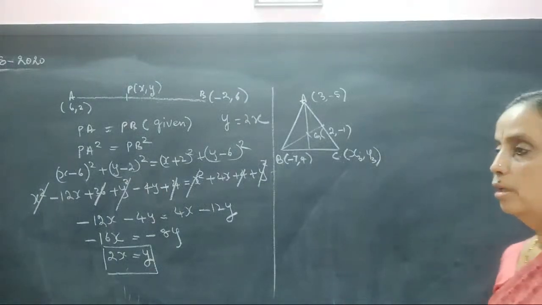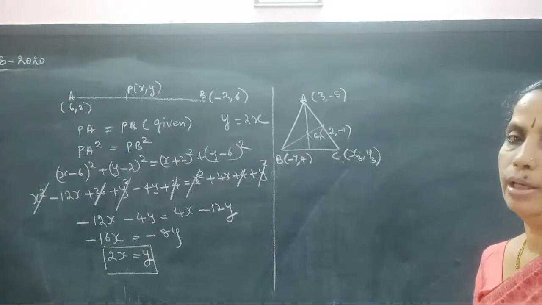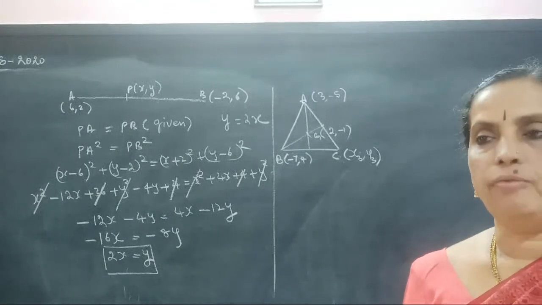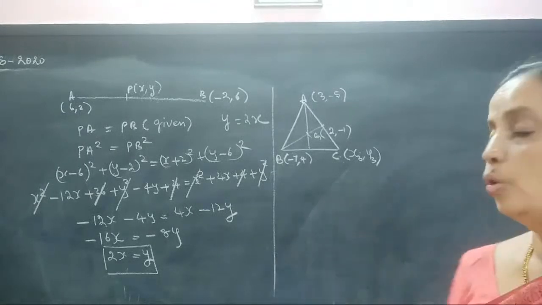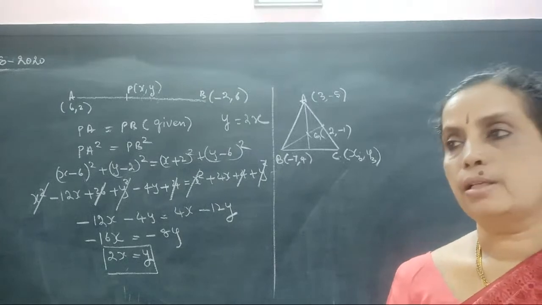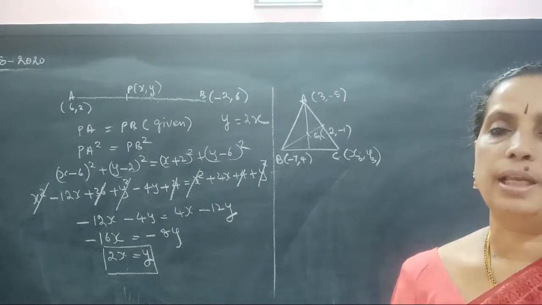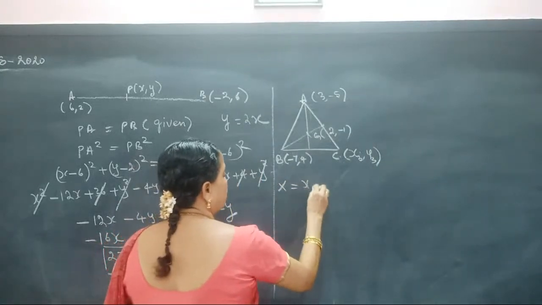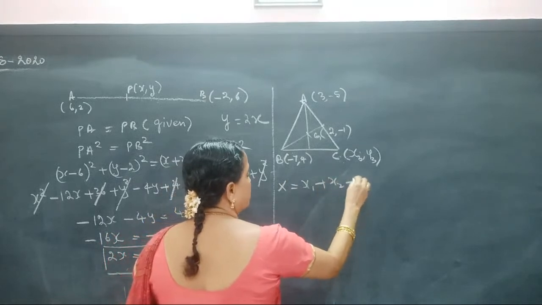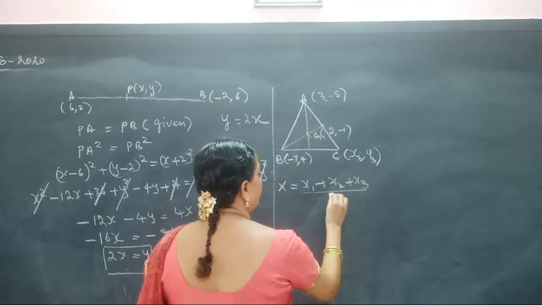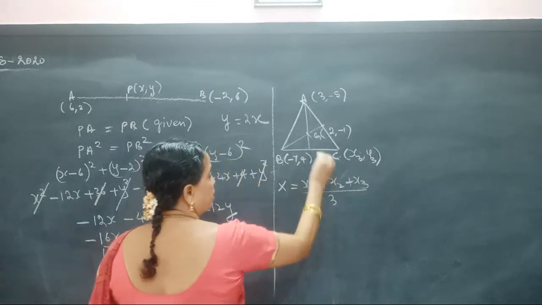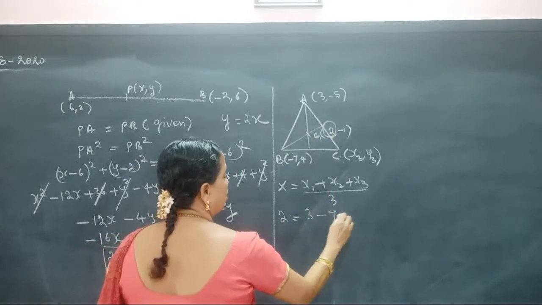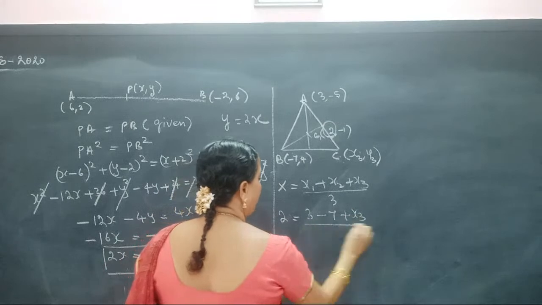Draw the figure correctly, and we have the centroid formula, which we derived in the beginning of the class. So apply the formula and find out the unknown vertex, that is the third vertex coordinates x3, y3. We know x equals (x1 + x2 + x3) by 3, where x is 2. So 2 equals (3 - 7 + x3) by 3.